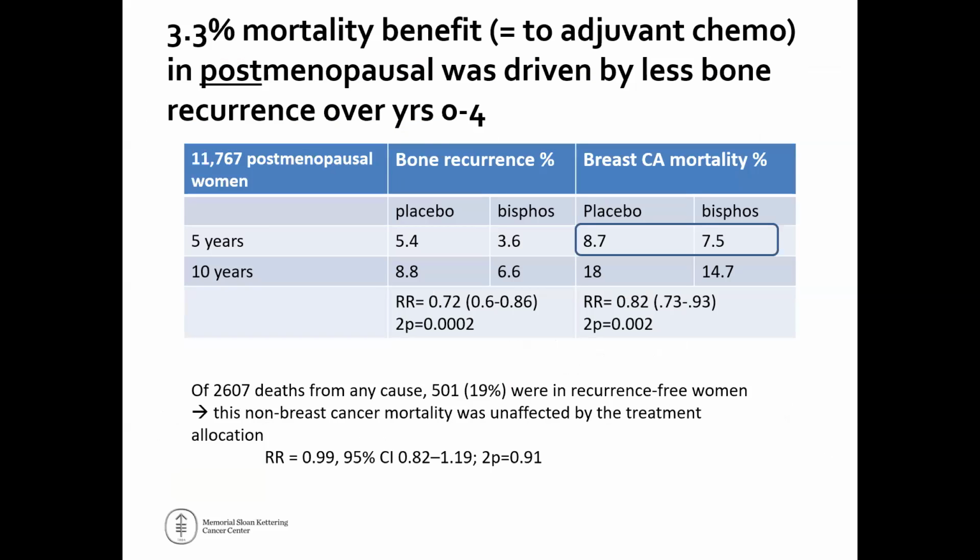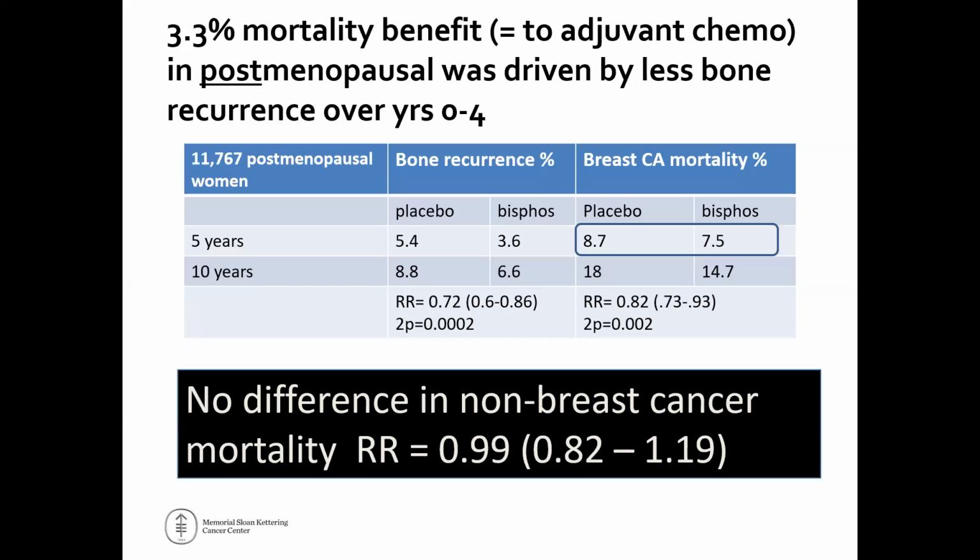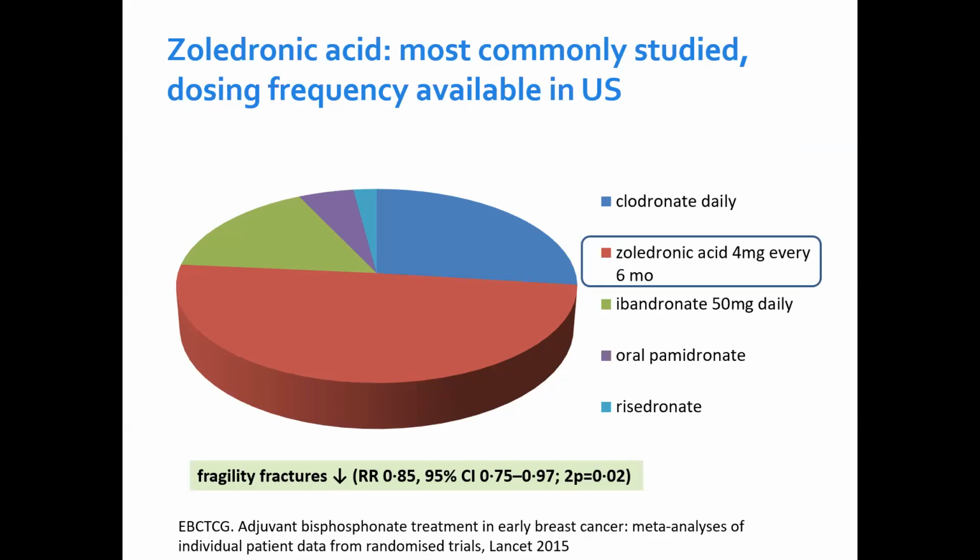Okay, next one. The survival benefit in this study was driven by less bone mortality, less bone recurrence is what it looks like. And you see here that over 5 years, numbers are different, and then over 10 years, that difference is maintained, basically. Okay. But there was no difference in non-breast cancer mortality, because there has been a lot over the years questioning data suggesting that bisphosphonates could improve non-breast cancer mortality and overall mortality as well. But that is not borne out here. The bulk of the data, again, was with zoledronic acid, 4 milligrams every 6 months. And that's what we have in the US. We don't have ibandronate 50 milligrams daily. We don't have clodronate really, and neither did the others. Okay.